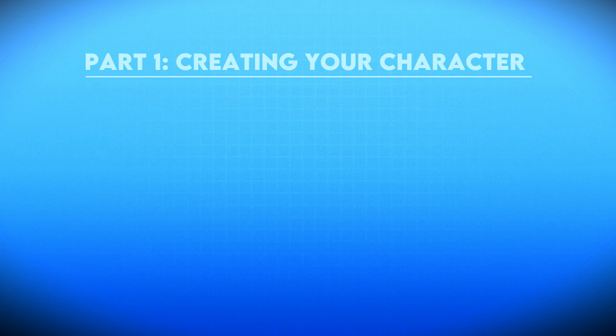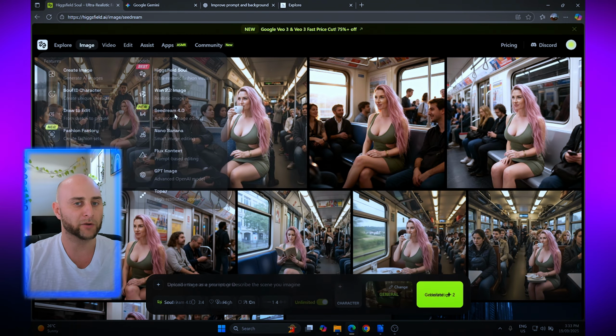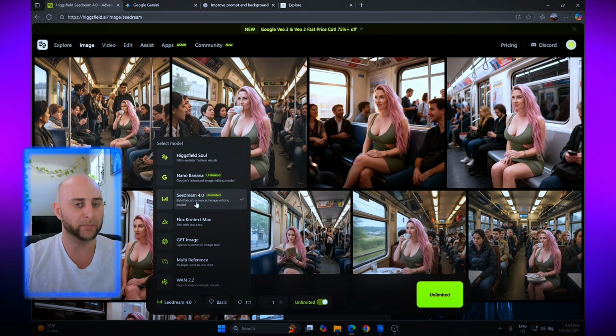Let's start with what's often the hardest part: creating a realistic human character that stays consistent across different generations, different scenes. So step one is build your base character. Inside Higgsfield, you can use models like Seedream or Nanobanana. It's excellent for creating high quality realistic characters with consistent details.